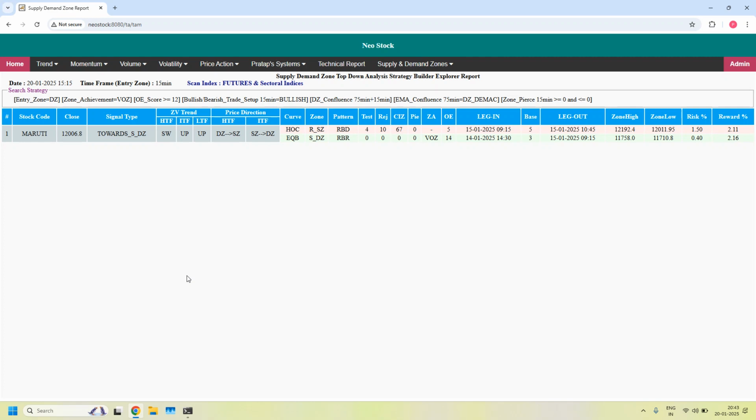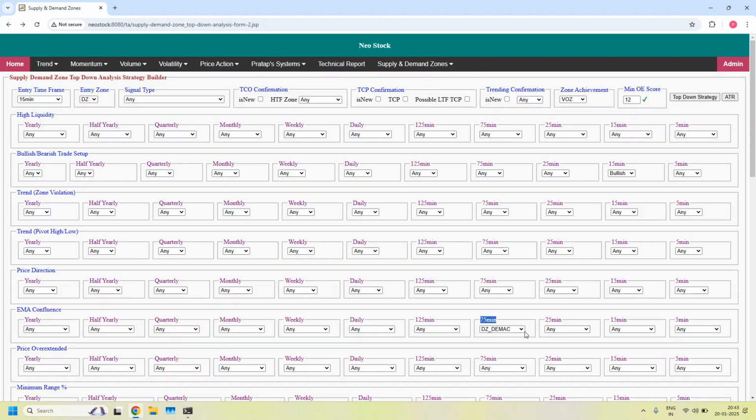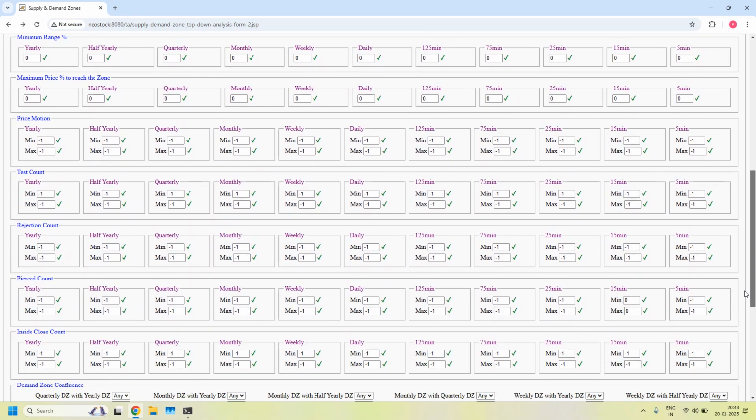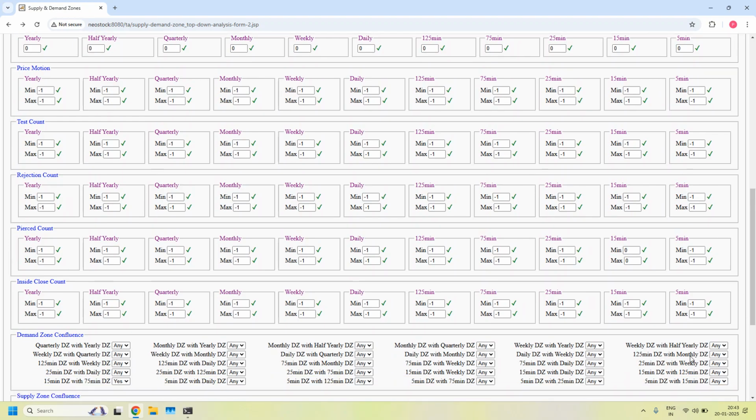Okay, next, let us look for LTF, ITF, HTF demand zone confluence. I am removing this ITF filter, so we have to focus on HTF filters. So in the demand zone confluence, we should set 3 filters.